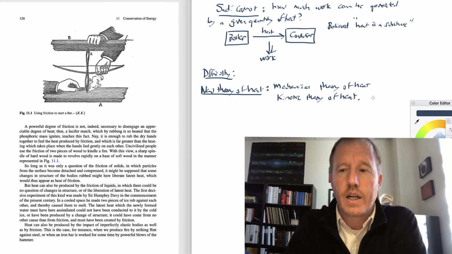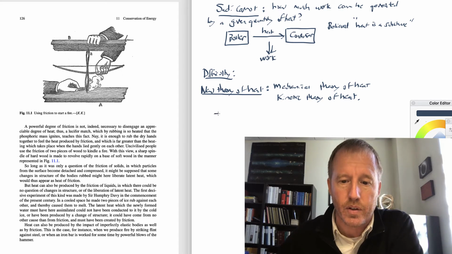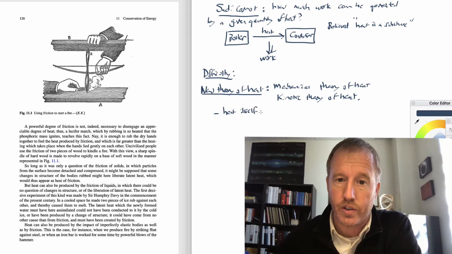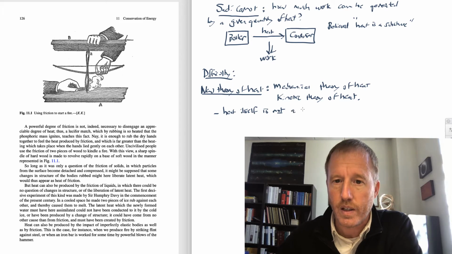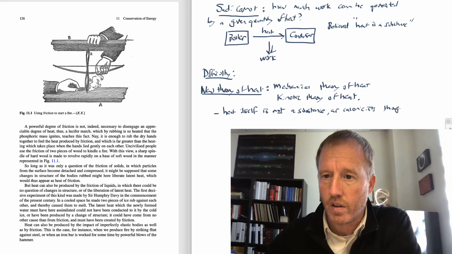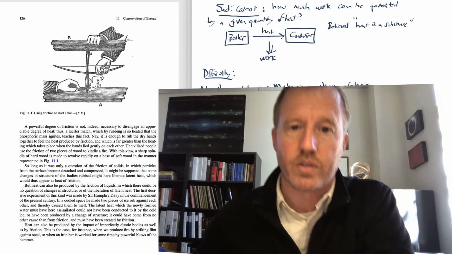And what is this kinetic theory of heat? Well, the idea is, first of all, that heat is not a substance. Heat itself, according to this theory, is not a substance, as the caloricists thought. So, if it's not a substance, then what is this heat? Well, they said it is a form of molecular motion.